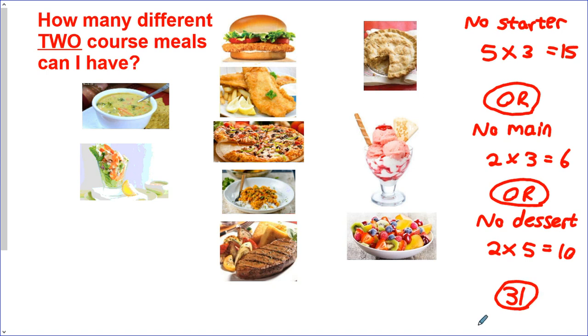That, of course, is assuming that I have them in the sort of standard order. If I said I could have them in any order, in other words, I could have, for example, the fruit salad followed by the curry and rice, then I would need to double this number, because each of these 31 choices could happen in 2 different ways.